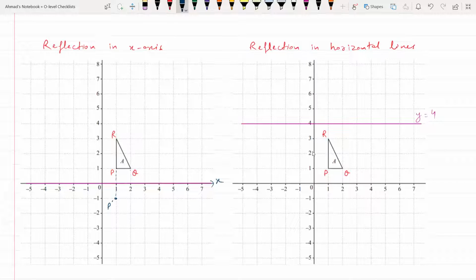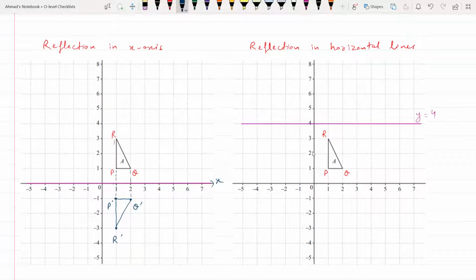Similarly for Q, it's one box up. You go one box down there. That's going to be your Q dash. For R, it's three boxes up. Up three boxes नीचे चले जाओ. Your R dash is going to be right here. So your reflected figure looks something like this. That's your reflected figure. Now you can do this in any horizontal line.